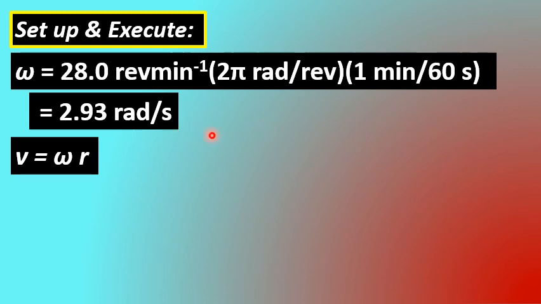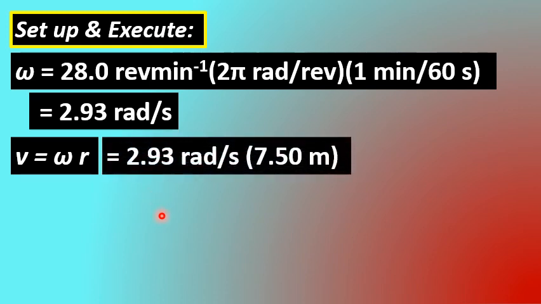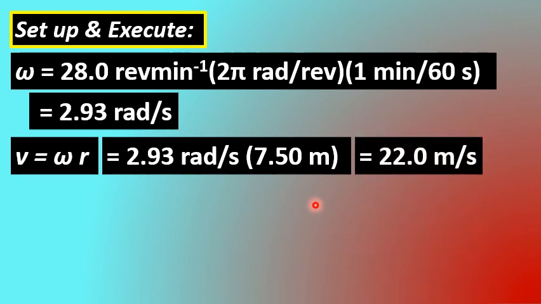So using this value of omega, we can now compute the tangential speed v using the formula v equals omega times r. That is 2.93 radians per second, which is the value of omega, times 7.50 meters, which is the value of the radius r. And the result is 22.0 meters per second as the value of the tangential speed.